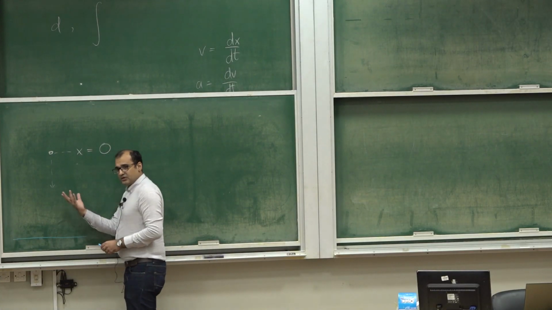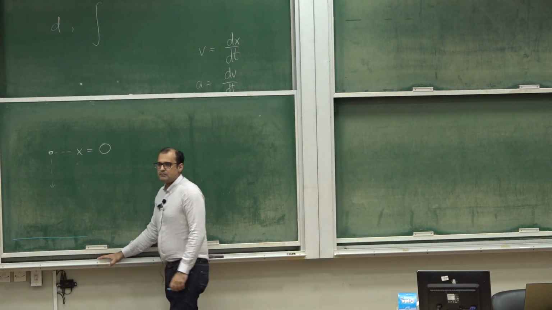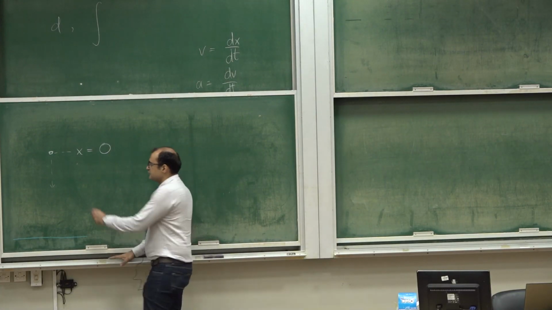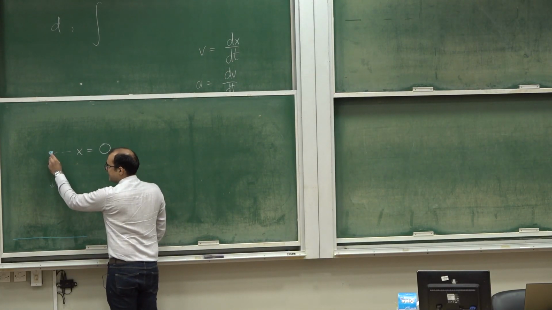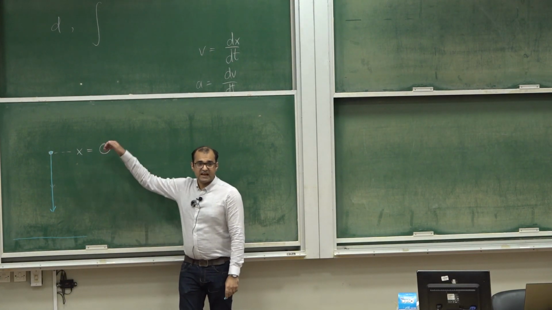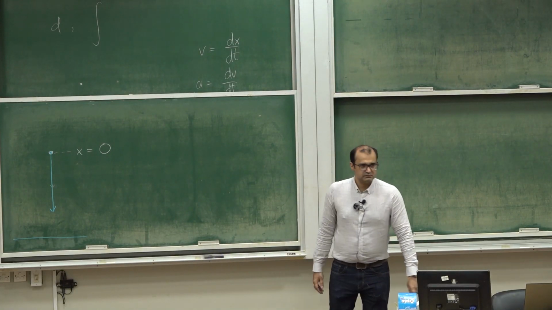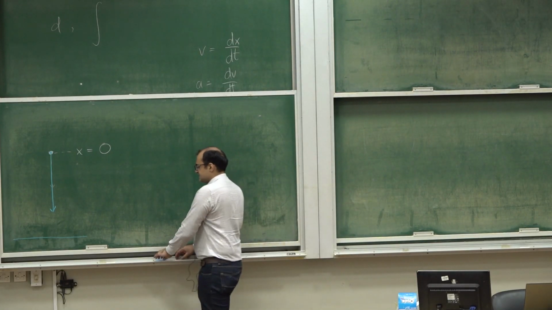So that's what I mean by the orientation of my axis, and then the object falls down with the orientation I have chosen. Here's the origin of my coordinate system. This is my axis. That's the direction of my axis. That's the direction in which x is increasing, according to my meter stick.